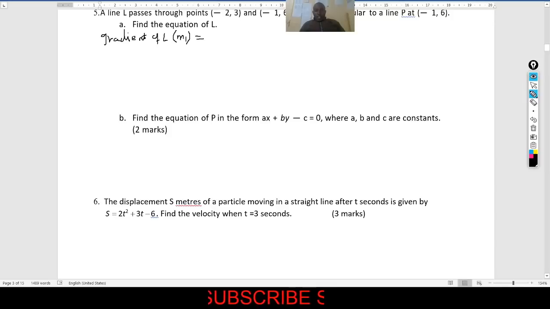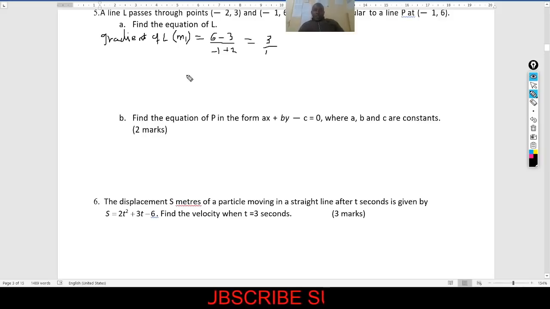So gradient of L, M1, equals change in y over change in x. Change in y is 6 minus 3, all over the change in x, which is -1 minus -2, so it is plus 2. Minus becomes positive, plus 2. This gives you 6 minus 3 is 3, all over 1, because -1 plus 2 is 1.